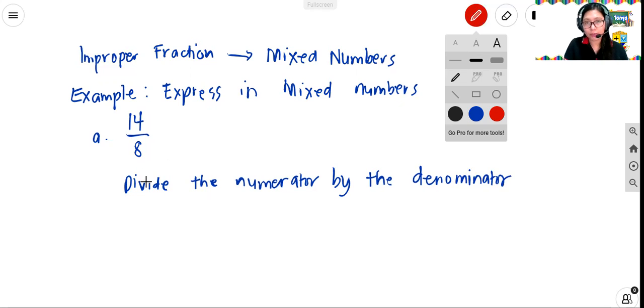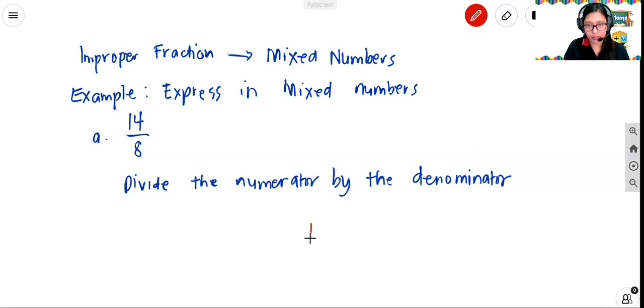So for us to express 14 over 8 to a mixed number, we have to divide the numerator 14 by the denominator 8. If you're doing division, the one written on top is the one inside the division box. So 14 divided by 8. Now, how many 8s are there in 14? There's only 1. So 1 times 8 is 8. 14 minus 8 is 6.